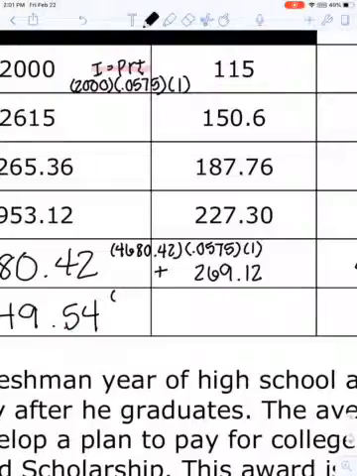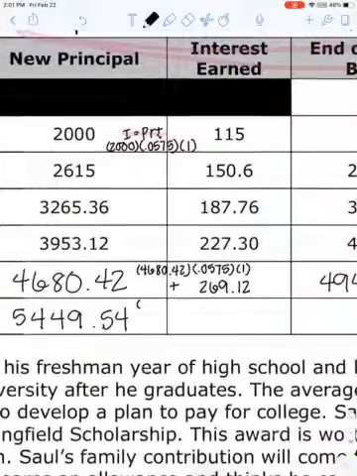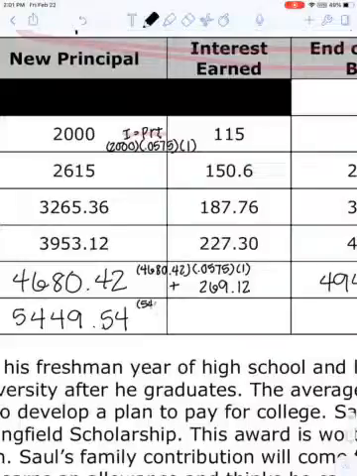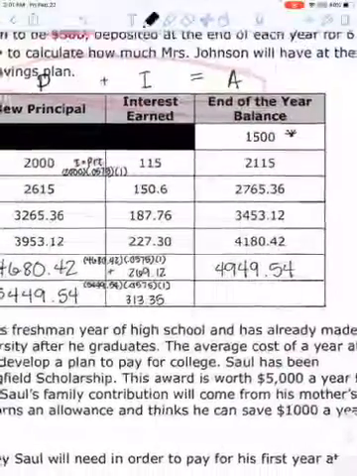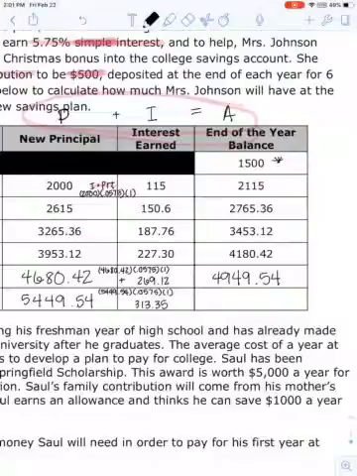Then I take that new principal, plug it in to the simple interest formula, so principal times rate times time. When you type that into your calculator, you get $313.35. And then to get our end of year balance, we follow that process once again, and we get $5,762.89. So that is the end of year balance in the savings account after 6 years.